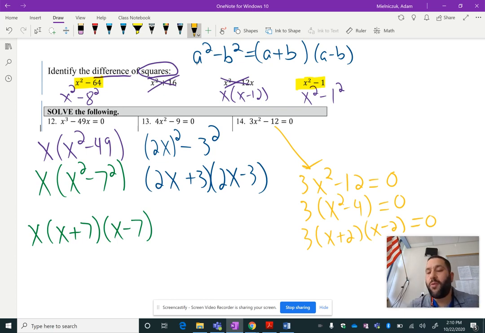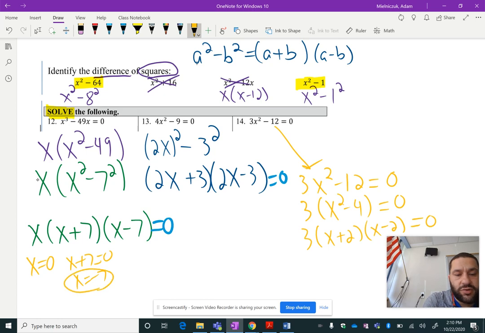Okay, so we have them all factored now, but we got to go back because we forgot to do something. Mr. M did read the directions. Solve them. To solve them, they're all set equal to 0 already, and that's super important to know. Remember the zero product property? If any one of the terms equals 0, the whole thing equals 0. So we can say x equals 0, x plus 7 equals 0 when x equals negative 7, and x minus 7 equals 0 when x equals 7. So here are our 3 answers for number 12.